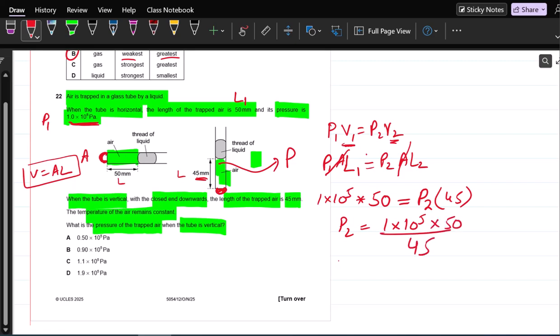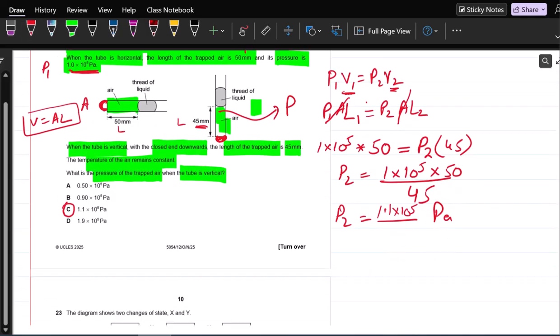So you will be getting the pressure, if you calculate here, in pascals. And what you get for question 22, if I calculate it, you will be getting 1.1 times 10 power 5. So it is C option. Hope so, dear students, it is clear.